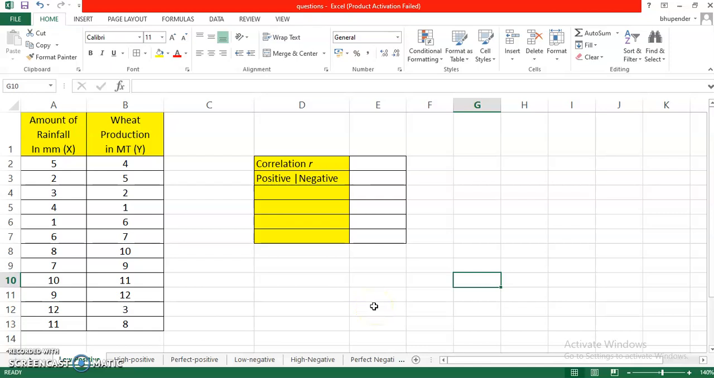Hello everyone, in this particular video I'll be talking about scatter plot, how to understand the correlation by using a scatter plot, and how to understand whether the correlation is positive or negative through a scatter plot. These are the things which I'm going to discuss.